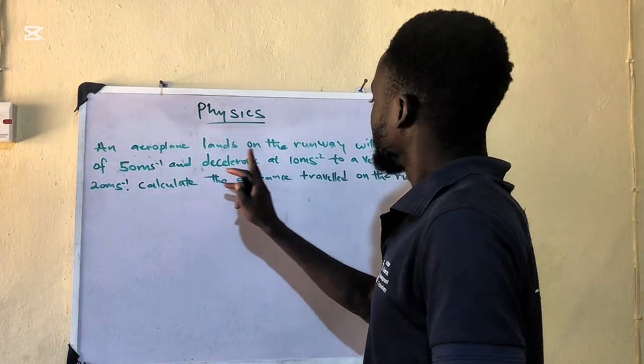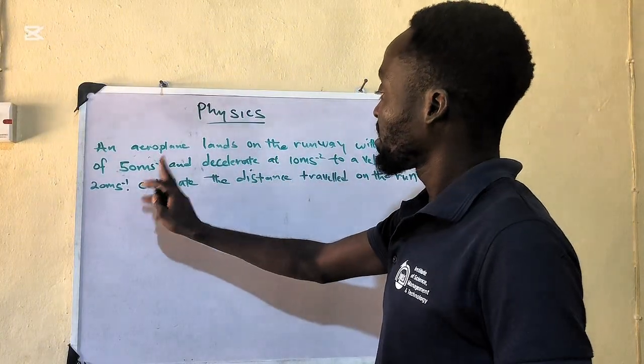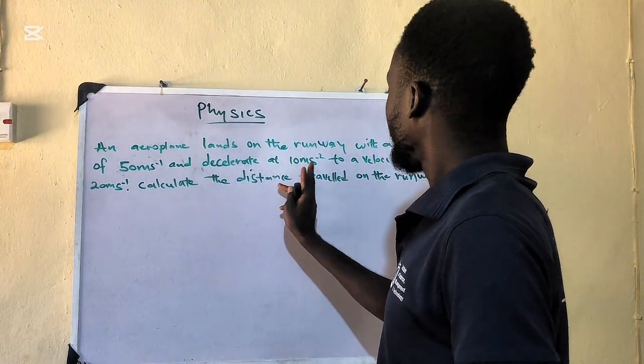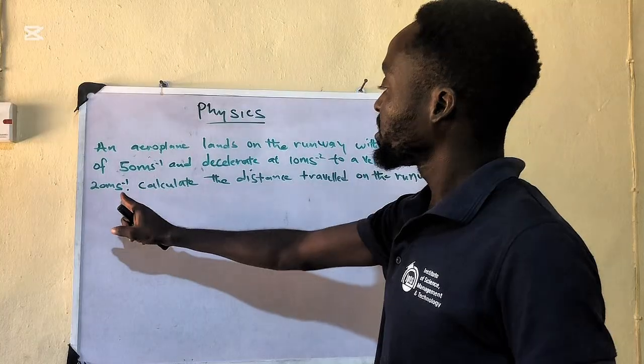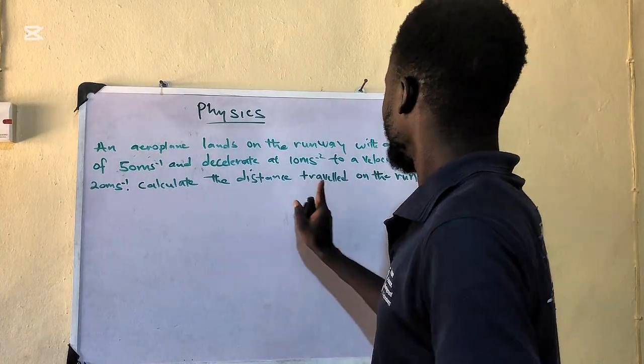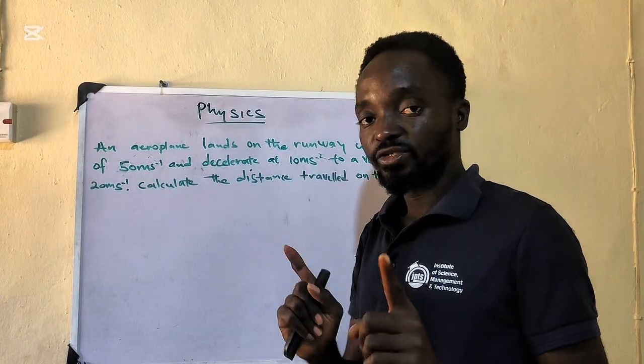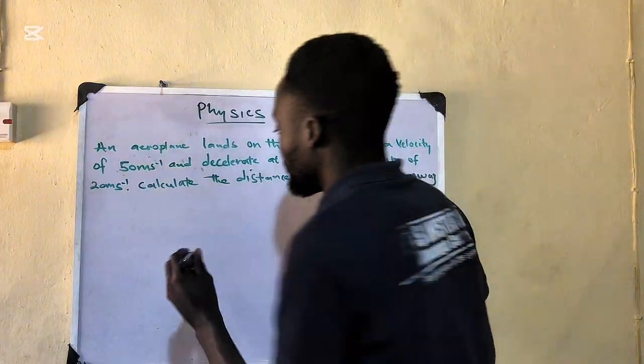An aeroplane lands on the runway with a velocity of 50 meters per second and decelerates at 10 meters per second to a velocity of 20 meters per second. Calculate the distance traveled on the runway. Now, we are asked to calculate distance. So, how do we solve it? First, let us write the solution.